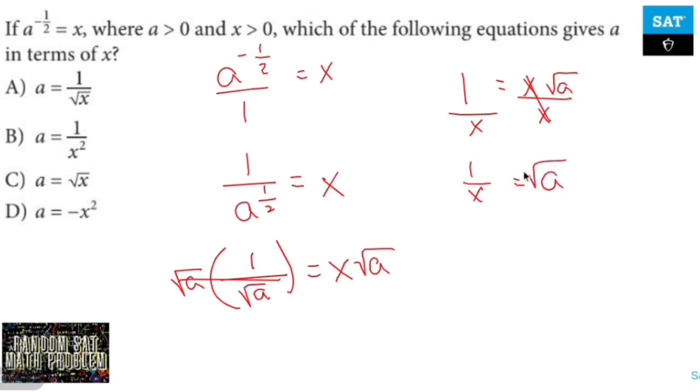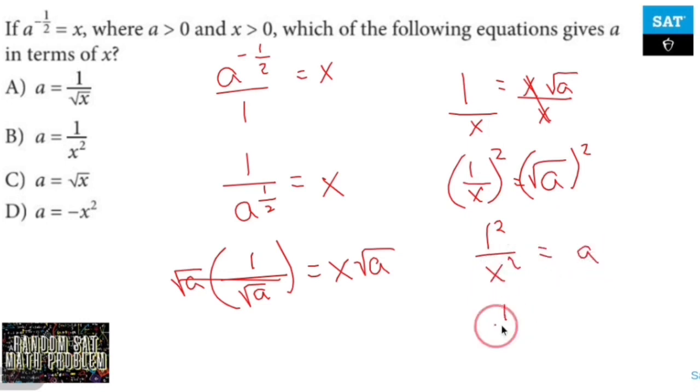In order to get a all by itself, you square everything. That undoes the square root. 1 times itself is 1 squared, which is just 1. X times itself is x squared, which is x squared. And now a is all by itself. So like I said, 1 squared is 1. X squared is x squared. If I move a over here to the left side, that matches up with that. Dunzo funzo.